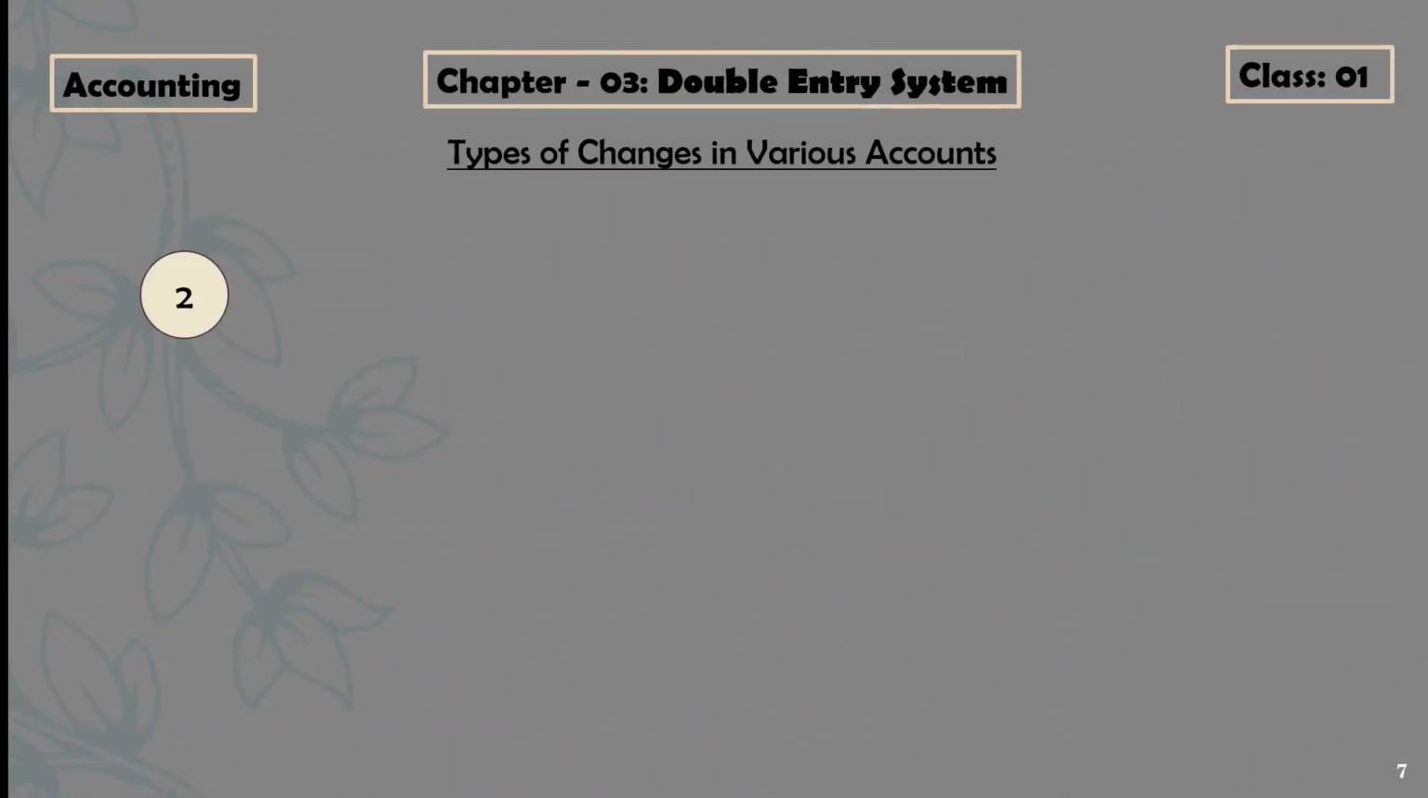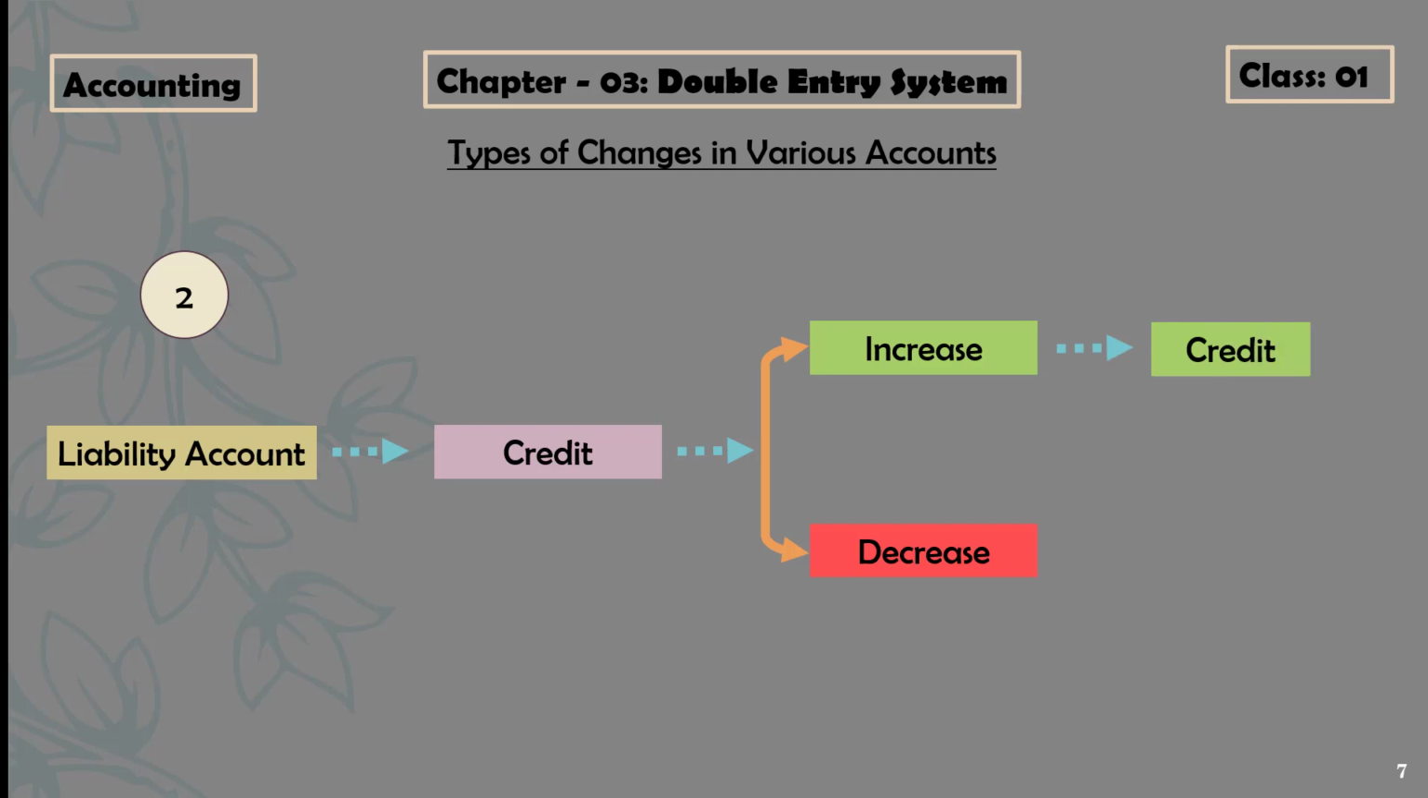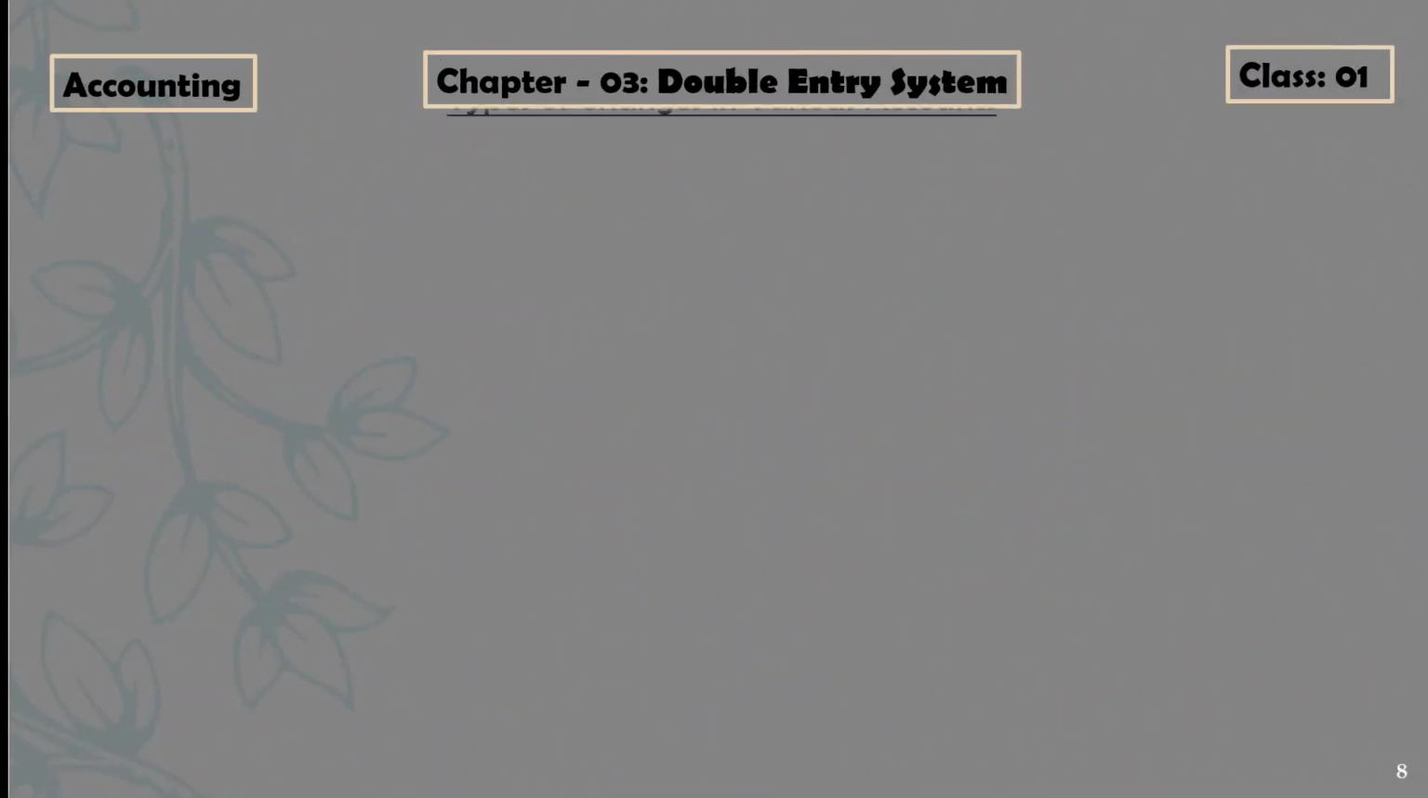Number 2 is a liability account, and generally it is a credit account, and it also changes by either increase or decrease. If any liability account increases, then it will be credited, and if any liability account decreases, then it will be debited. Okay, let's see an example.